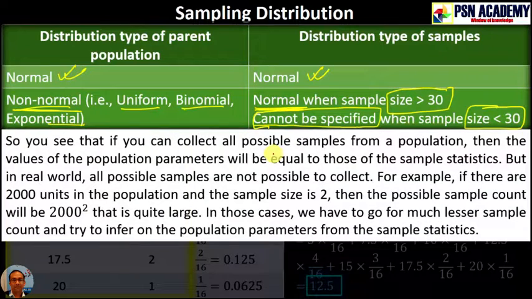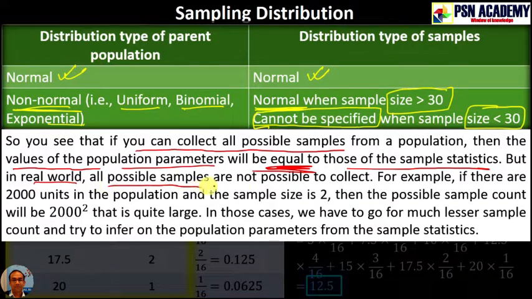So what do you see here? If you can collect all possible samples from a population, then the values of the population parameters will be equal to those of the sample statistics. In this case, we have dealt with mean. You can have any other sample statistic, then also you will get the same result, right? But in the real world, all possible samples are not possible to collect.